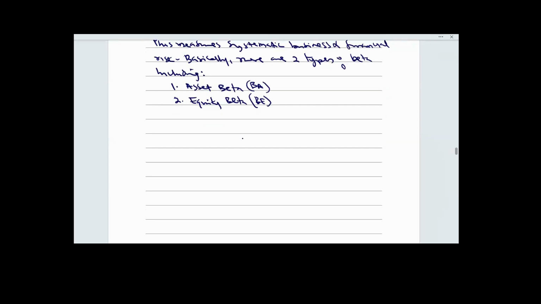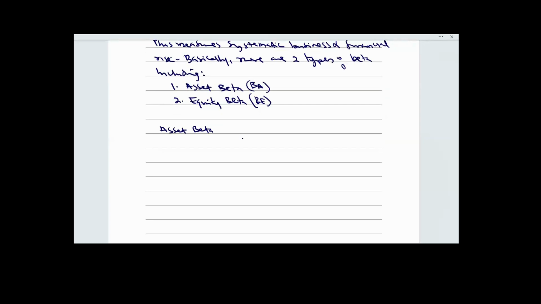Basically, there are two types of beta, including one, asset beta, denoted as BA, then two, equity beta. Okay, so let's explain each of them. What do you mean by asset beta?